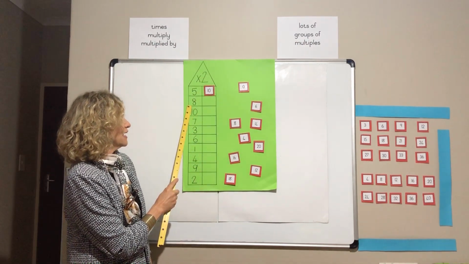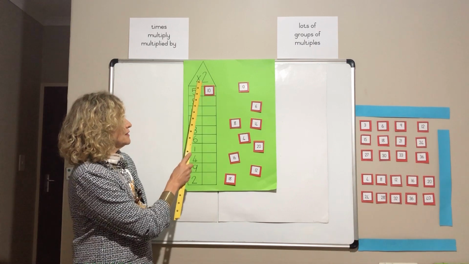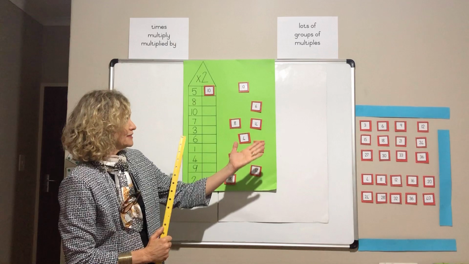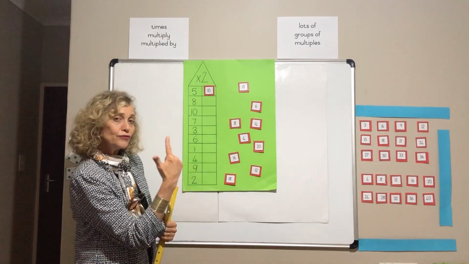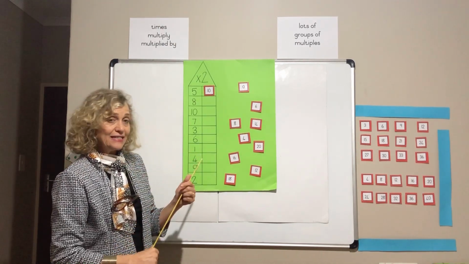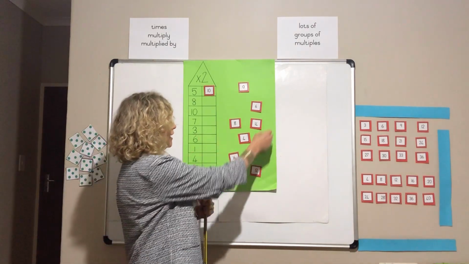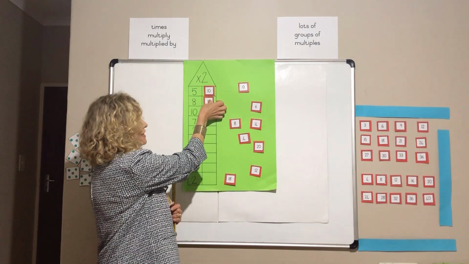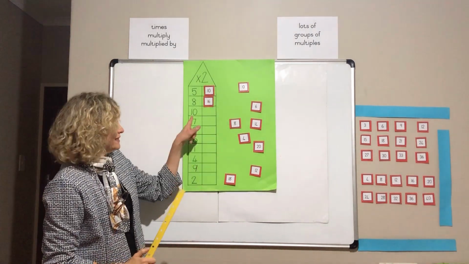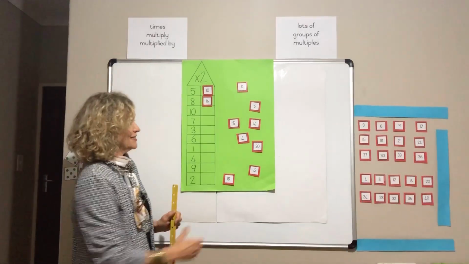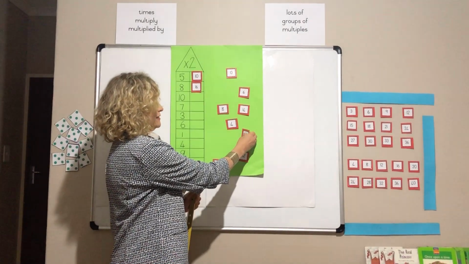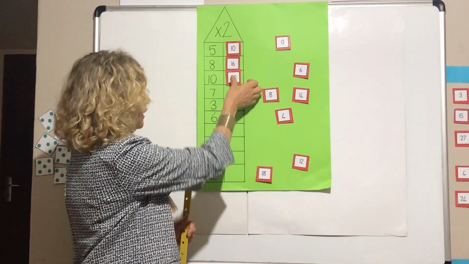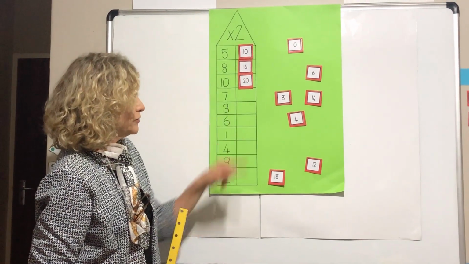Now let's go to 8 times 2. 2, 4, 6, 8, 10, 12, 14, 16. Now I've counted 8 times and I get 2. And there's the multiple of 2 that says 16. 10 times 2. What is 10 times 2? 10 times 2 is 20. There we go.